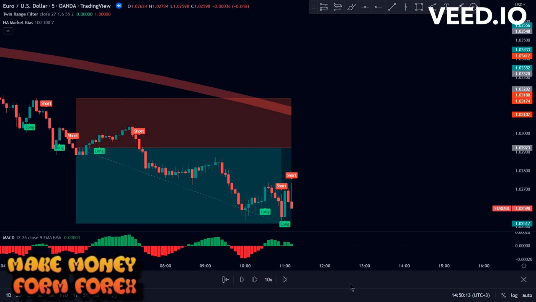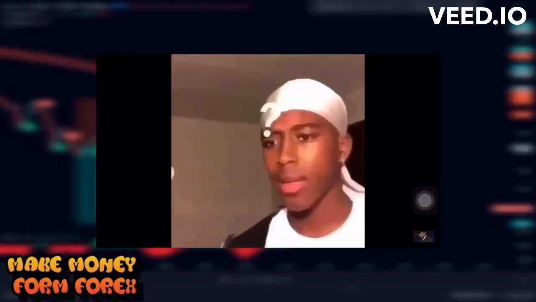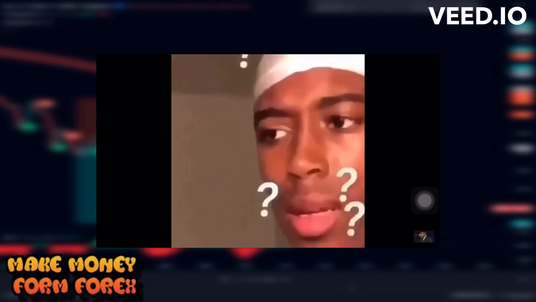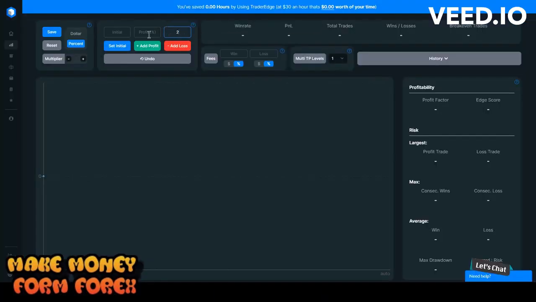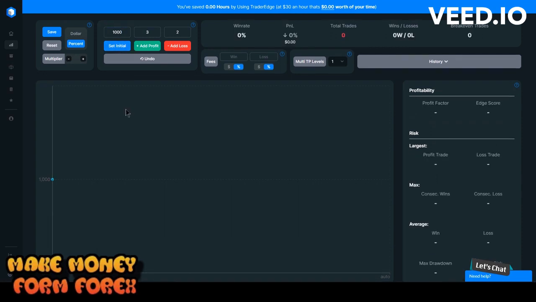The most important question now is, how exactly does this strategy perform in different market conditions? Well, to answer that, I'm gonna backtest it 150 times using a risk to reward ratio of 1 to 1.5. The account size is gonna be set at $1,000 and we're gonna be risking 2% of that every time we take a trade. Let's get started.